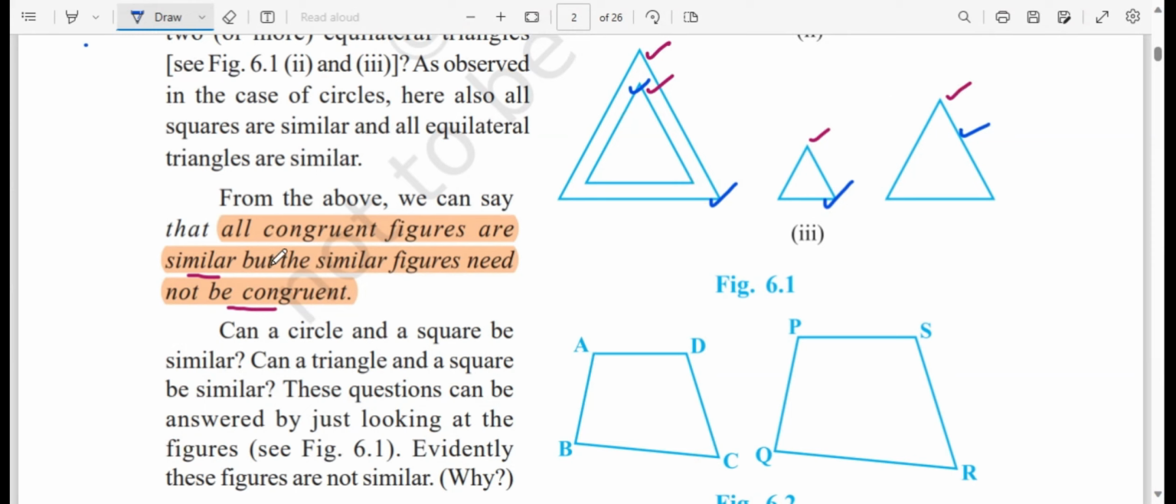All congruent figures are similar. We can call all the congruent figures similar, but we cannot call all the similar figures congruent. It need not be congruent. It can be congruent or it cannot be congruent. But we are not going to study anything about congruency in this unit. We are worried only about similarity. Fine.